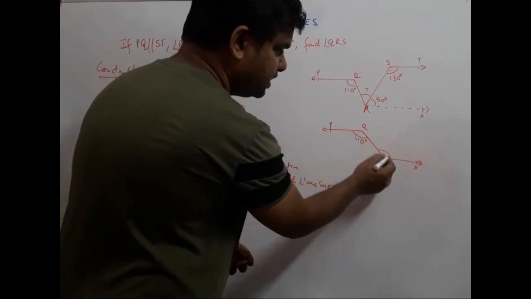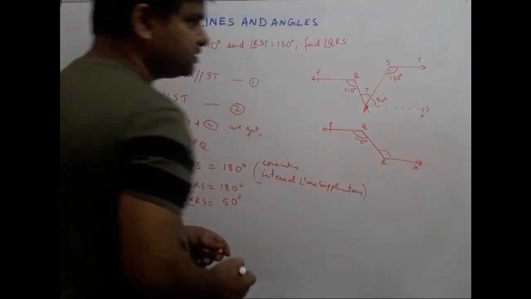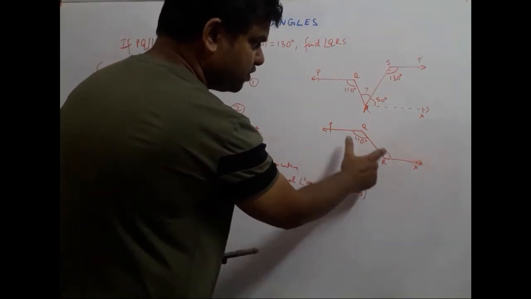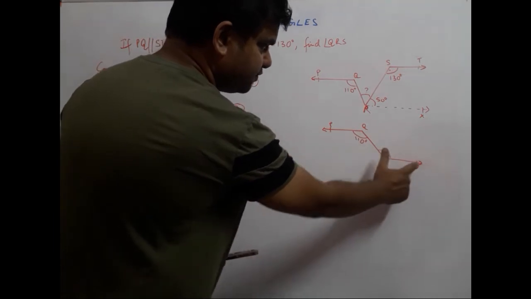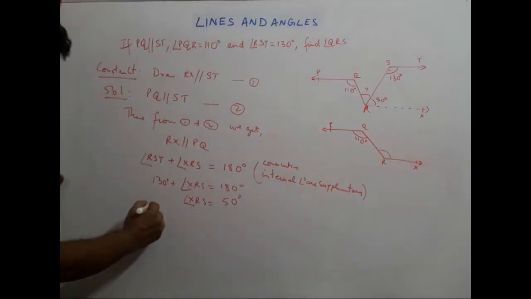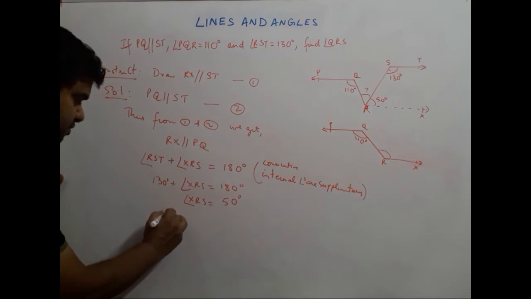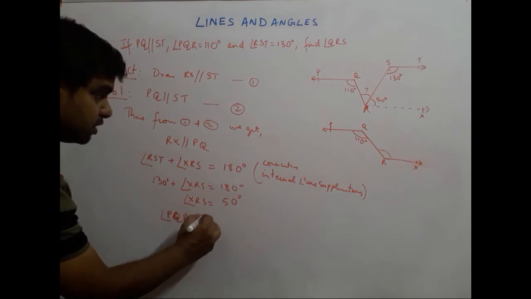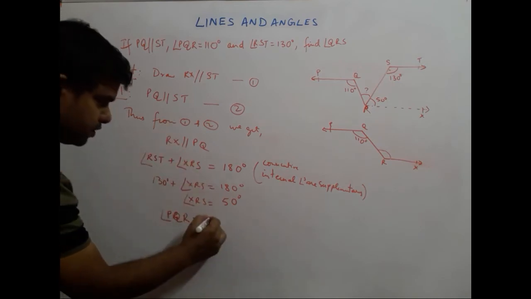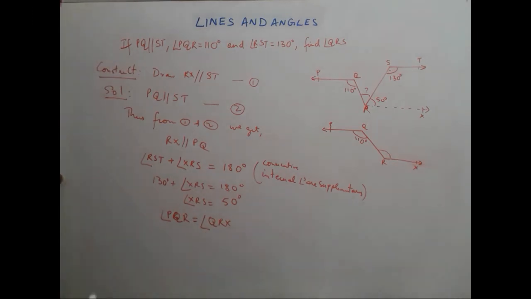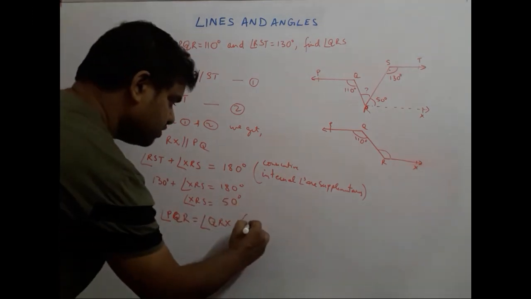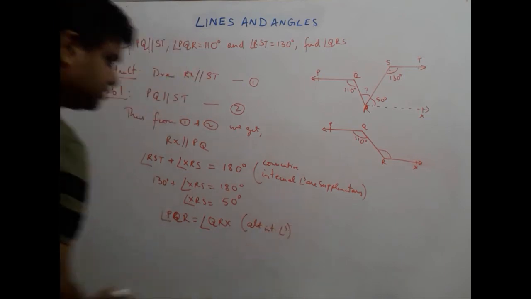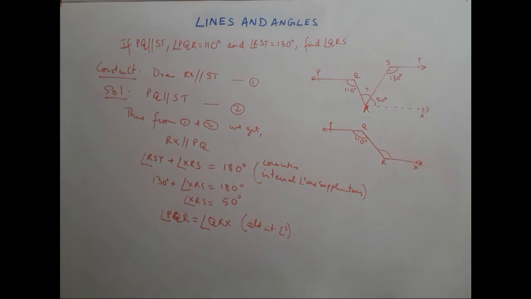So I'm talking about the entire angle QRX. Aren't they alternate interior angles? Because these are the parallel lines and this is a transversal, they form alternate angles. See, they are in the Z fashion. So we can say angle PQR is equal to angle QRX. Why? Because they are alternate interior angles.